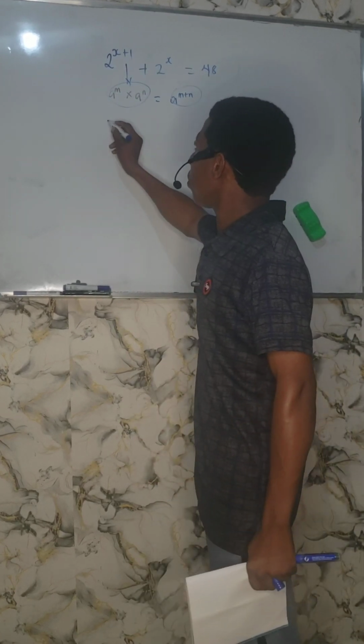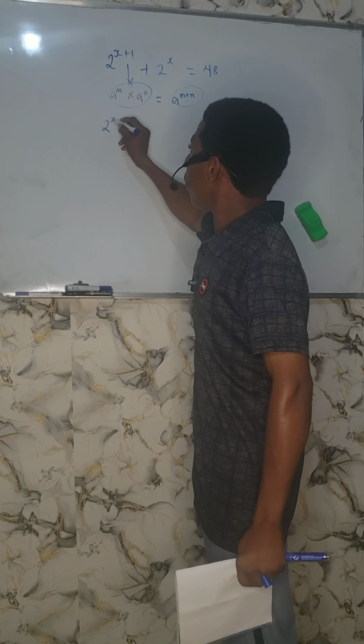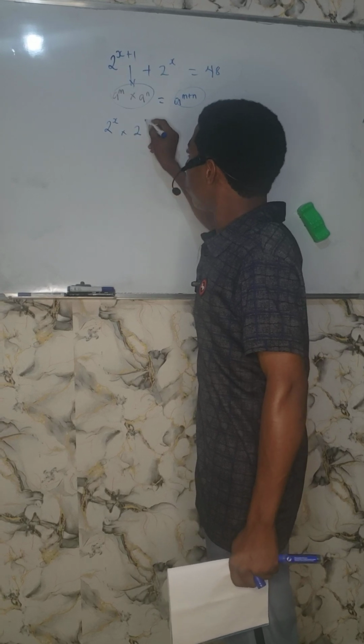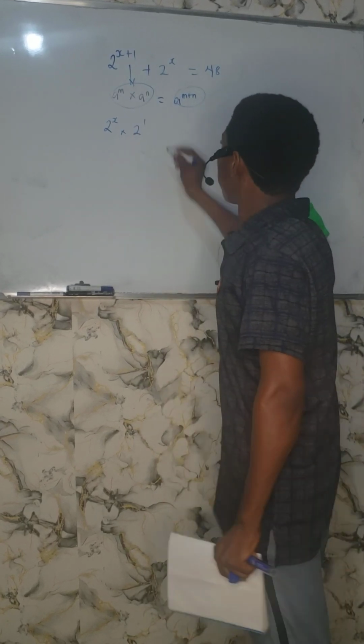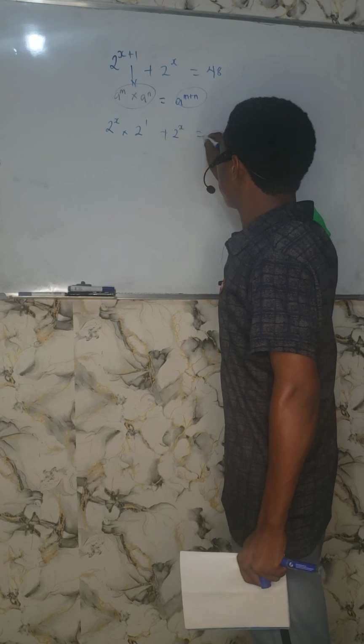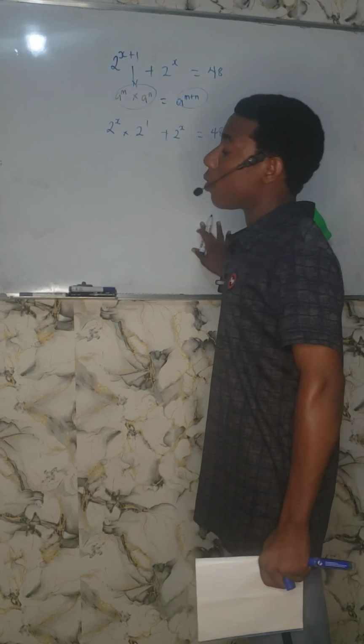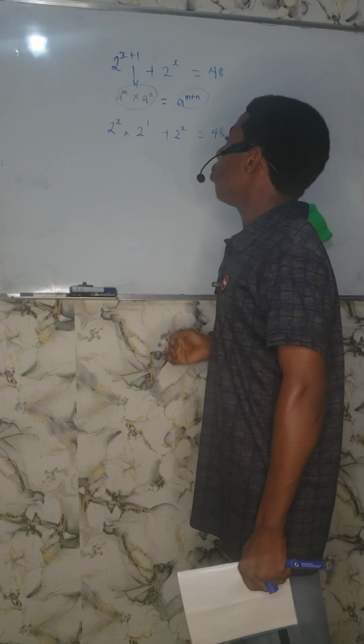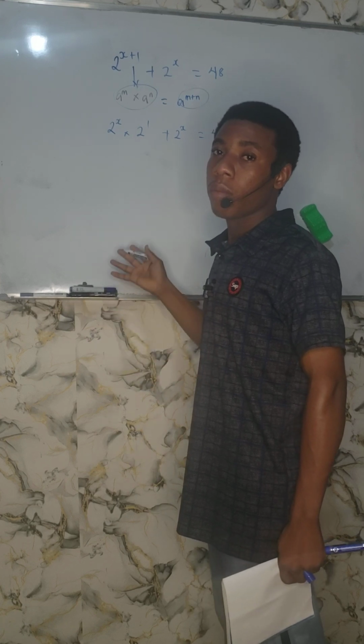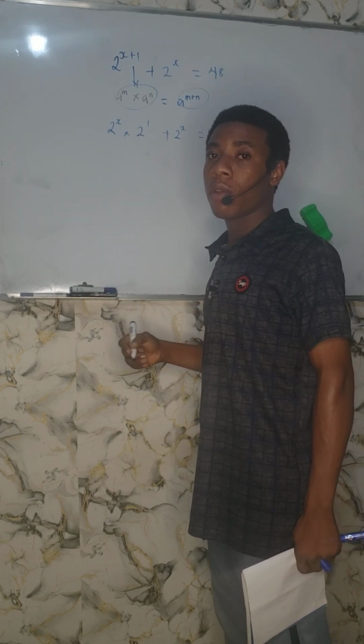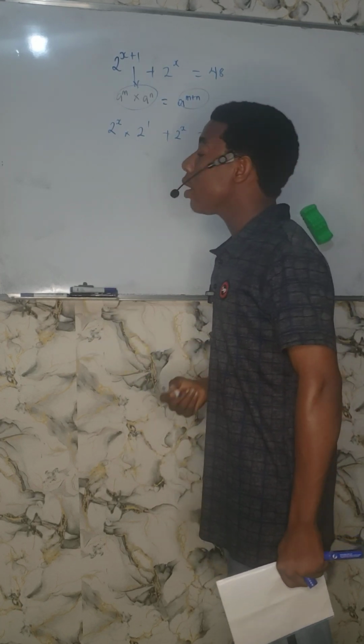So let's see how we can express that. This is going to be 2 raised to power x times 2 raised to power 1 plus 2 raised to power x equals 48. From here, we have two alternative methods which you can use to simplify this. Number one is by factorization, number two is by giving a command. But I like giving a command.